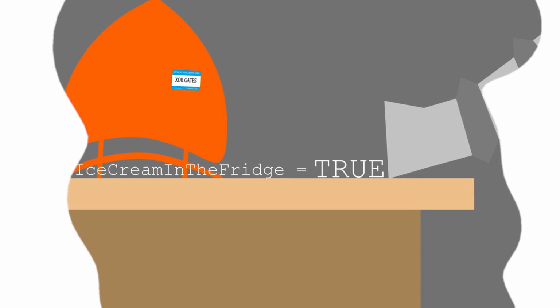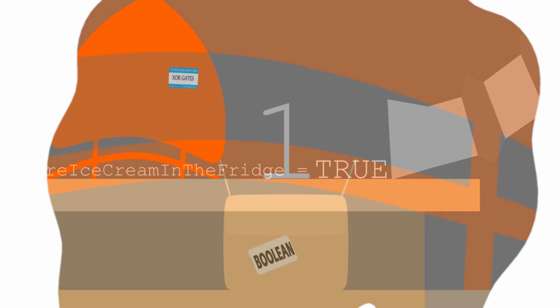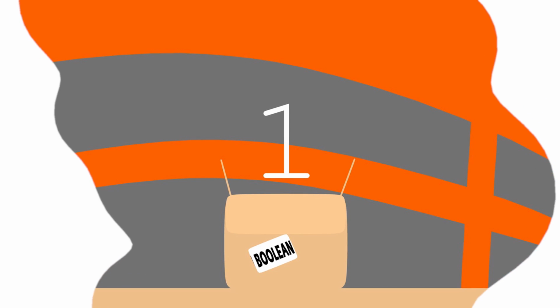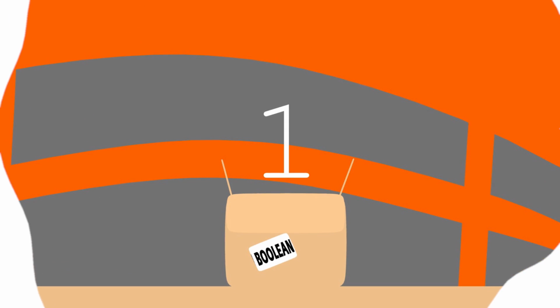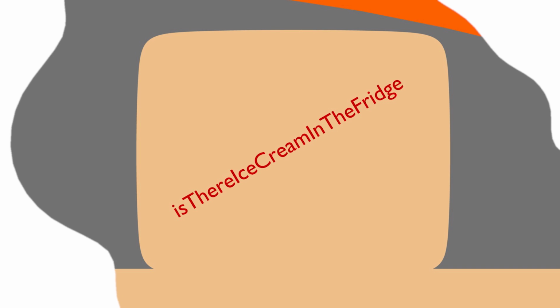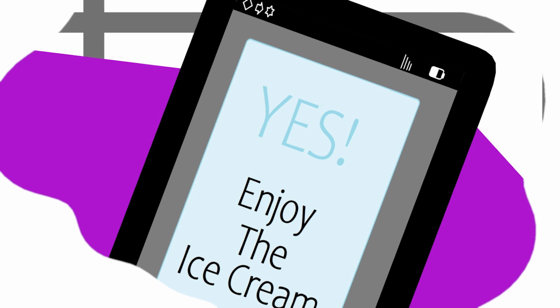Now, we'll take the data and store it as a 1 in binary for true. There is ice cream in the fridge. We'll name your box the question people would ask to find your data. For example, we'll name your box, is there ice cream in the fridge? And anytime someone asks, we can look up that box by its name and tell them if it's true or false.